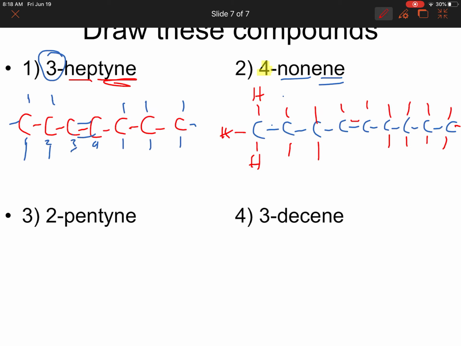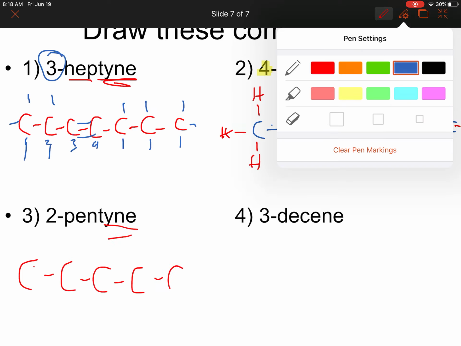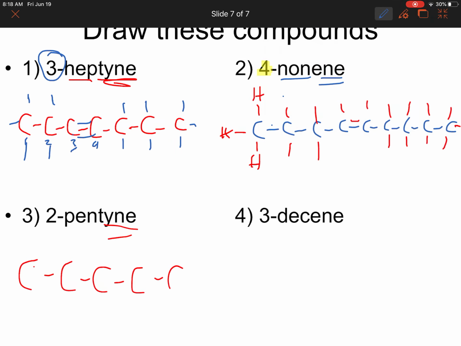2-pentyne. Sorry, it's 5 carbons. Yne means a triple bond. Okay, so there's a triple bond there, on the number 2 carbon. I can count from left to right.